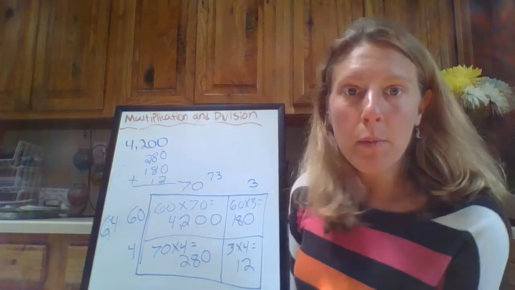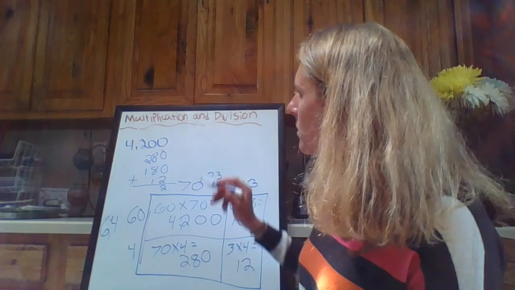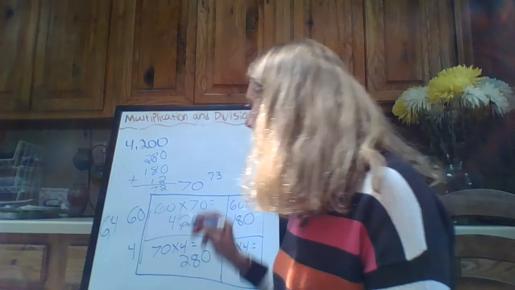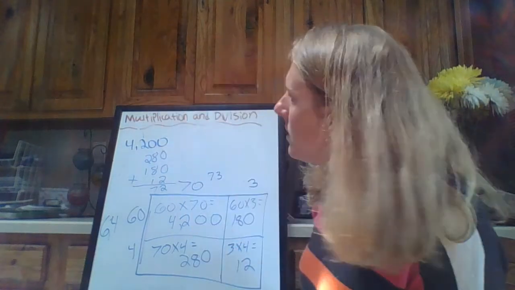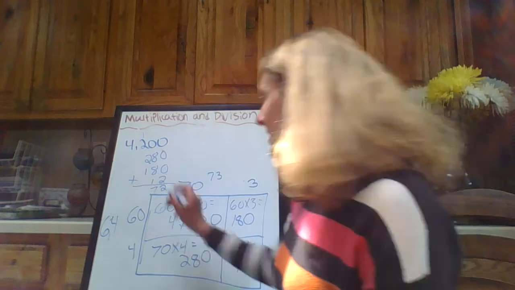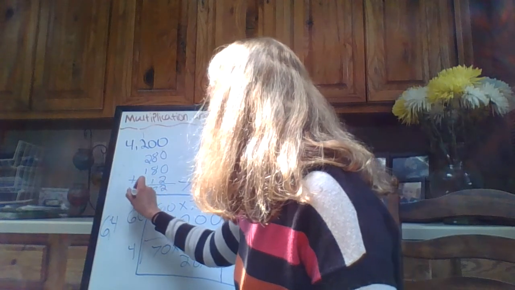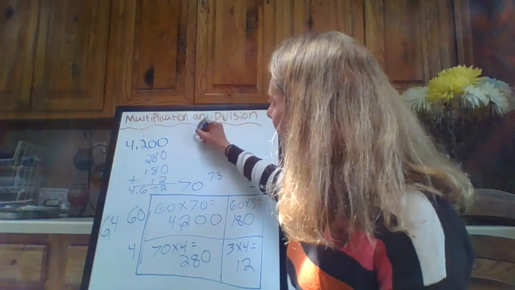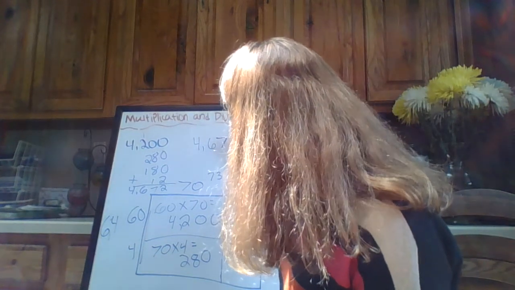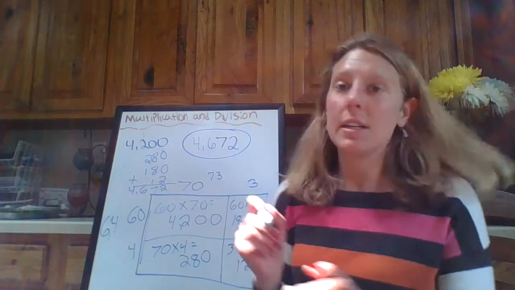Okay, so I add my ones. 0 plus 0 plus 0 plus 2 is 2. 8 plus 8 is 16, plus 1 more is 17. I'm going to write the 7, carry the 1. 2 plus 2 is 4, plus 1 is 5, plus 1 is 6. And then we just have 4. And then I'll write my answer nice and big over here. 4,672 is your answer.